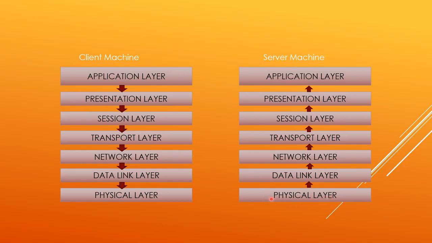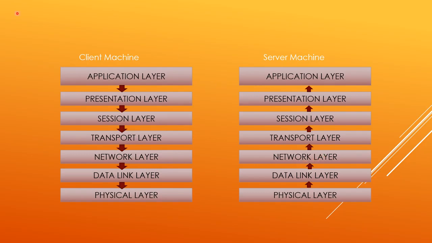And now what happens at the server end? Now something opposite will be done at the server end. Here at the physical layer, data will be received in bit form, and we have understood that the data link layer of the client machine will add start and stop flags. Then the data link layer of the server machine will remove those flags, and the network layer will rearrange those packets which are received by the data link layer.